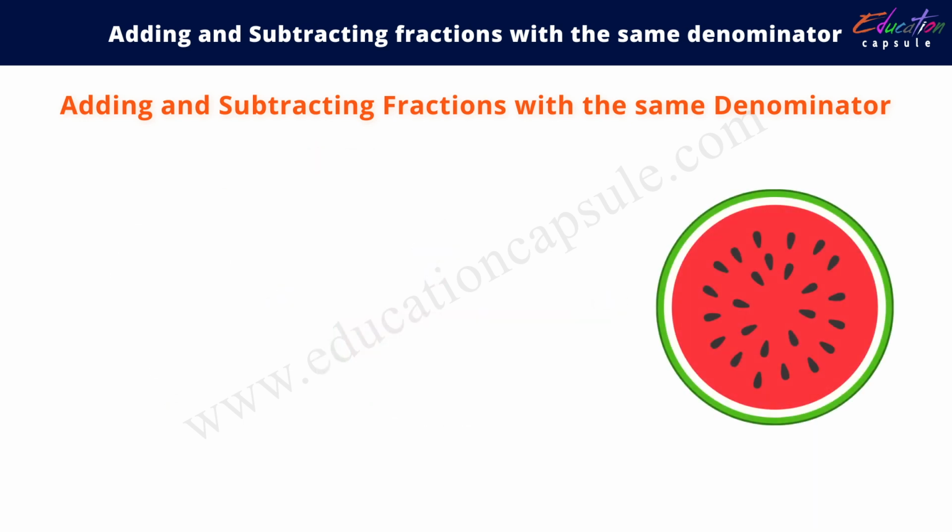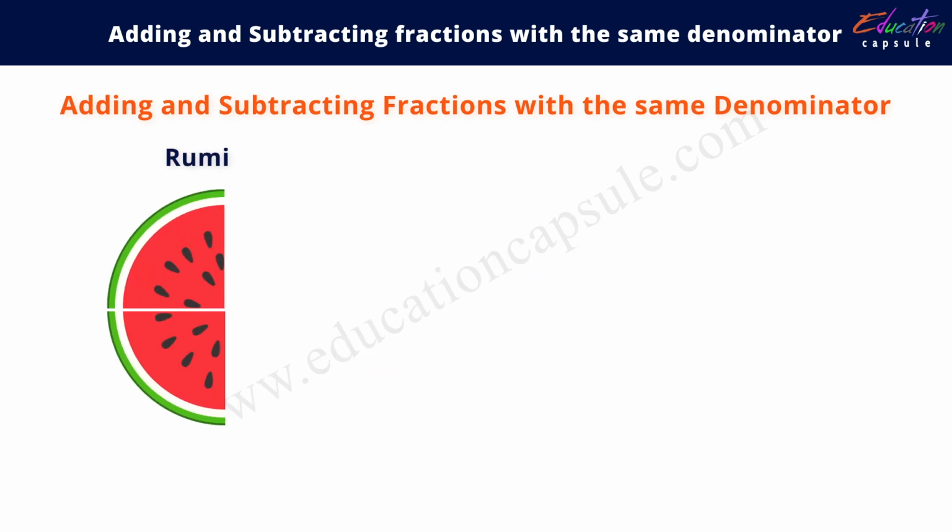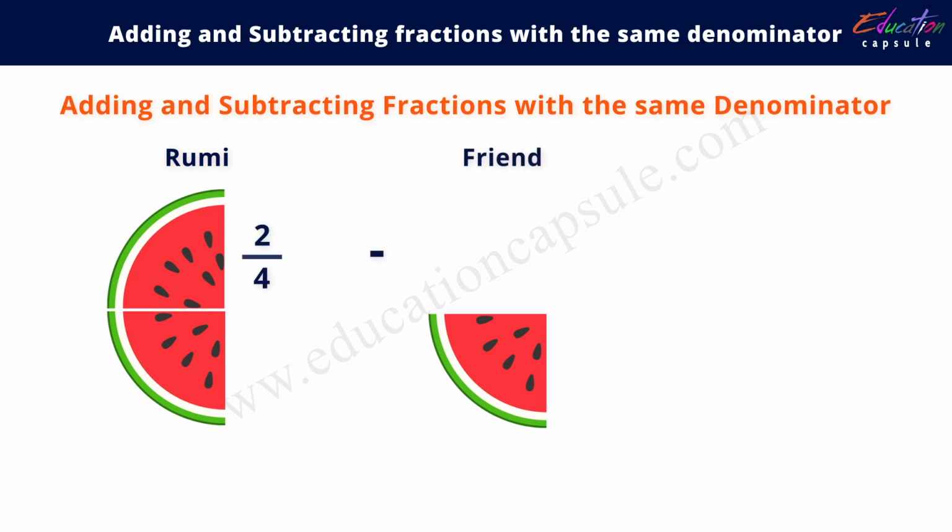Similarly, a watermelon is cut into 4 pieces. Rumi has 2 pieces of watermelon. He gave 1 piece to his friend. We can say he has 2/4 take away 1/4, that is equal to 1/4 of watermelon.